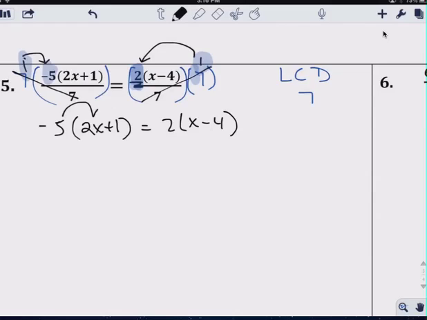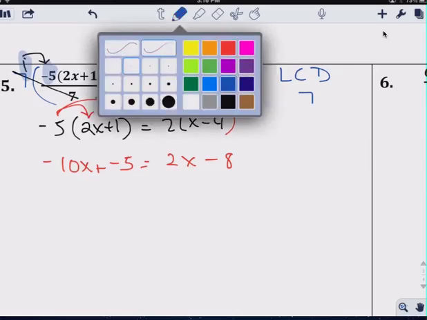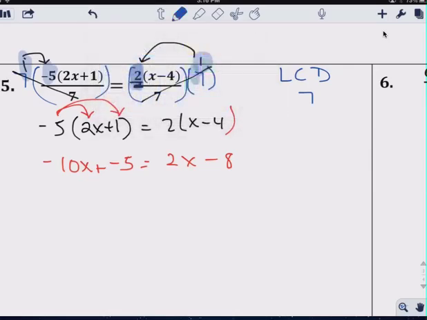Okay, so distribute. Distribute here, that's negative 10x. Distribute here, that gives you negative 5. That's 2x minus 8. Now which one would you get rid of? 2x. Okay, it doesn't matter. If you get rid of the 10, you're dealing with positive 12x. It's still correct if you work all correctly.